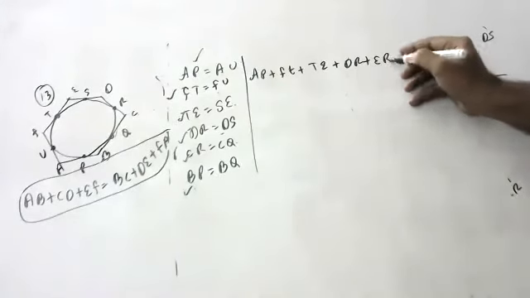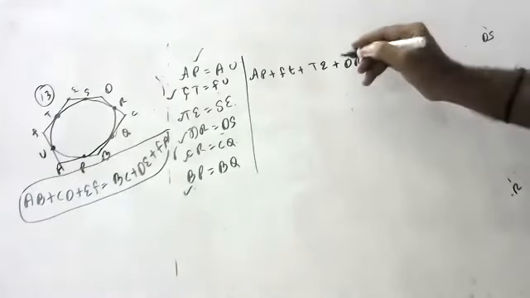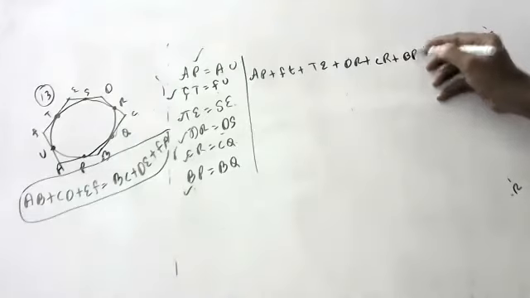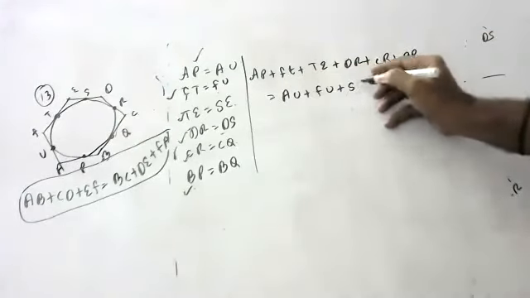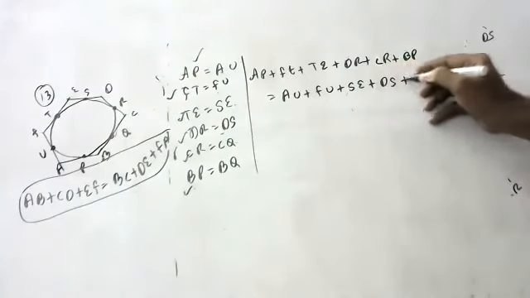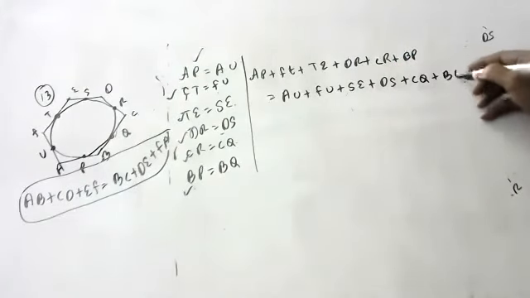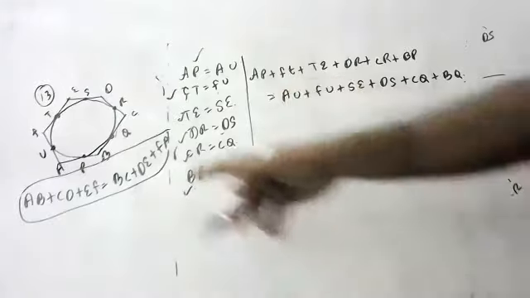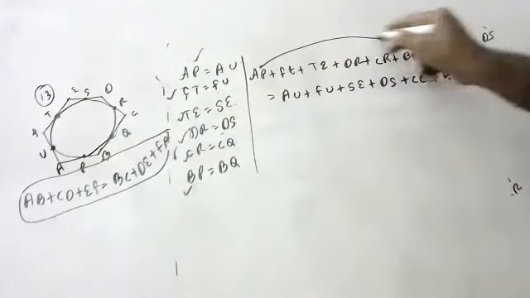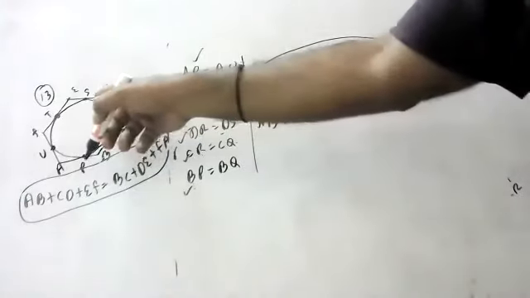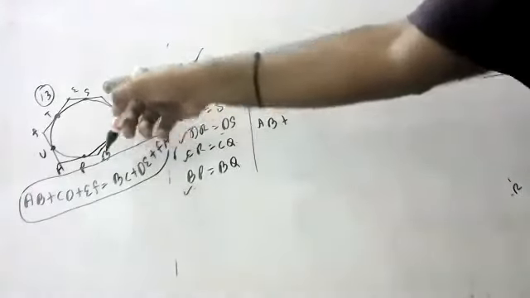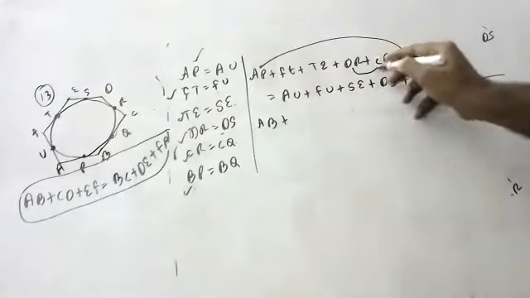DR plus CR plus BP is equal to AU plus FU plus SE, plus DS plus CQ plus BQ. Okay, very good. Now we want AB. AP plus BP is equal to AB. And CD: CQ plus BQ is equal to CD? DR plus CR is CD.